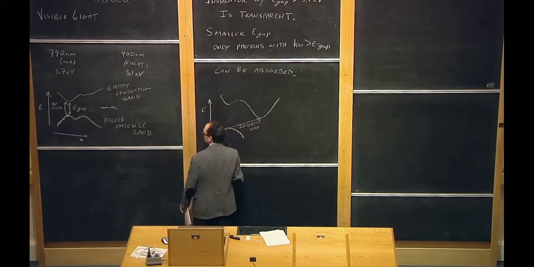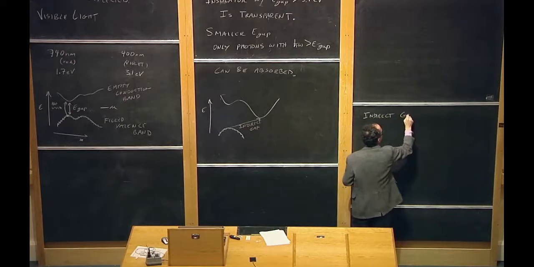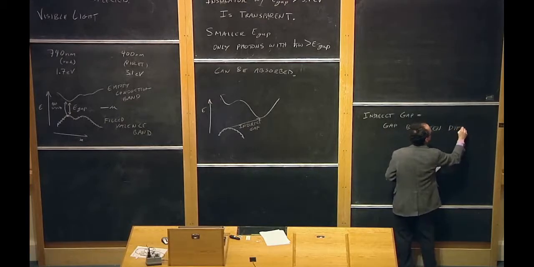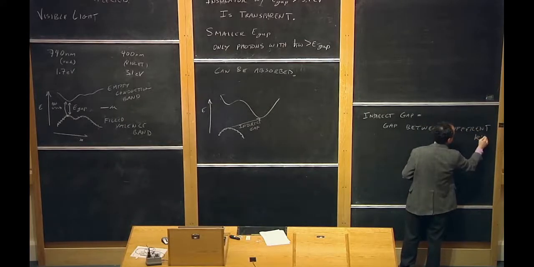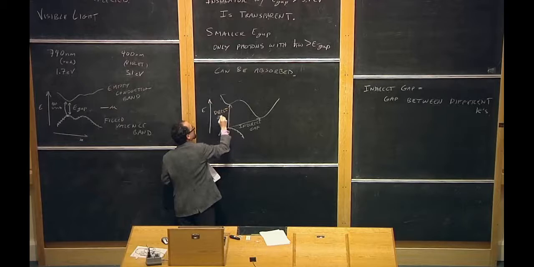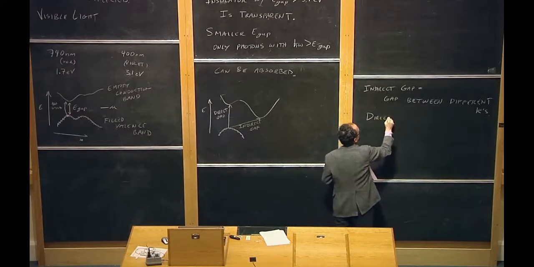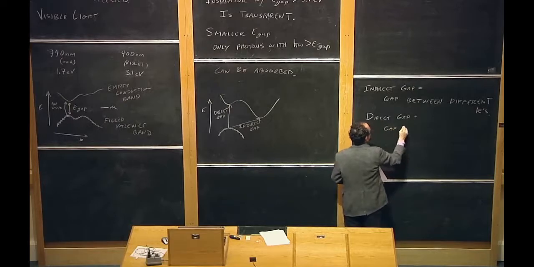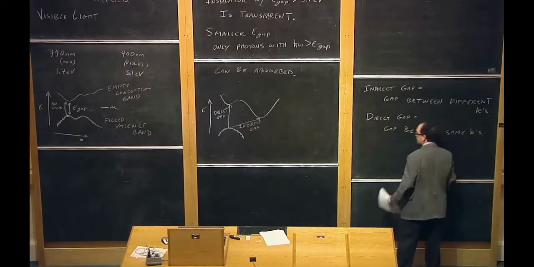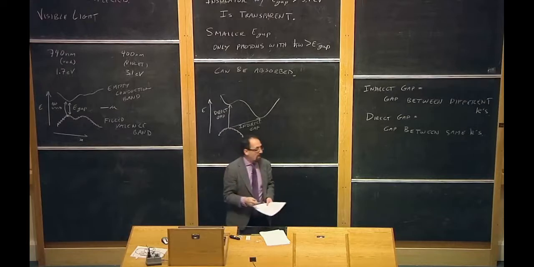Maybe I'll write down the definition over here. So an indirect gap or an indirect transition equals a gap between different Ks. And then you can have a direct transition like this. This is known as the direct gap. I've also drawn a direct gap over here, which is a gap between the same Ks. Direct gap equals gap between same Ks. And it turns out to matter a whole lot for its interaction with light, whether the gap is direct or indirect. And let's think about why this is.